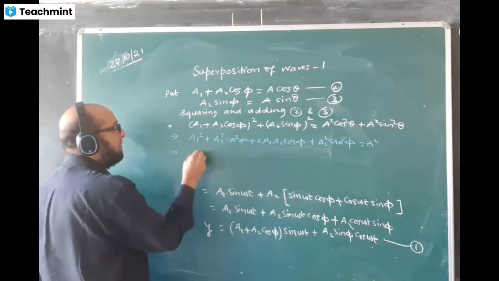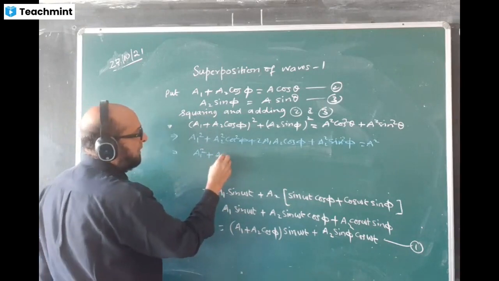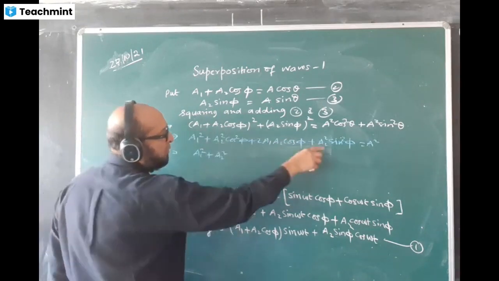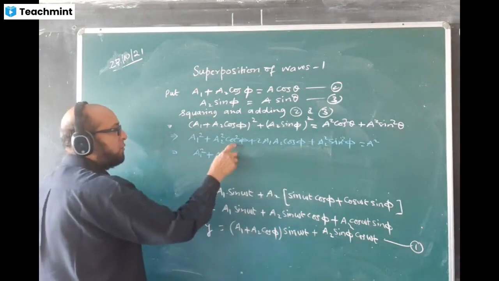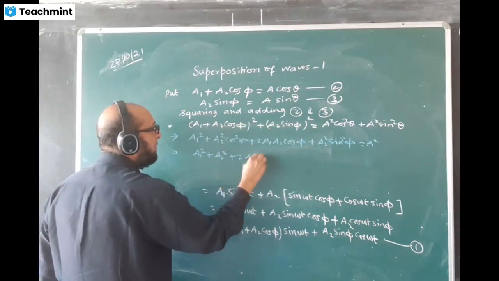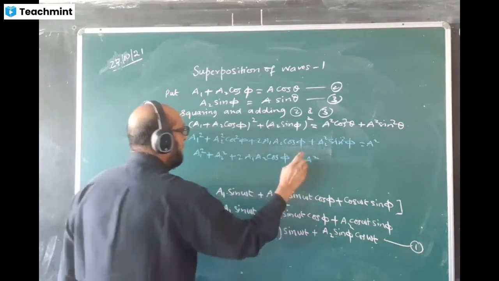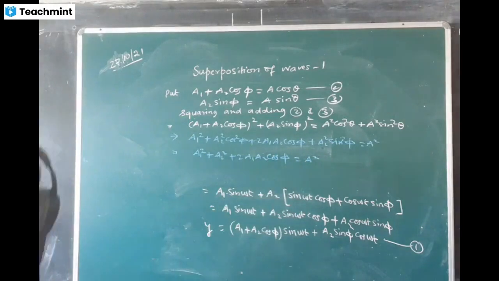Now your answer will become like this: A1 square plus A2 square, I'll take common. Here you get cos square phi plus sin square phi, which is 1. Plus 2A1 A2 cos phi is the value of A square. Copy.